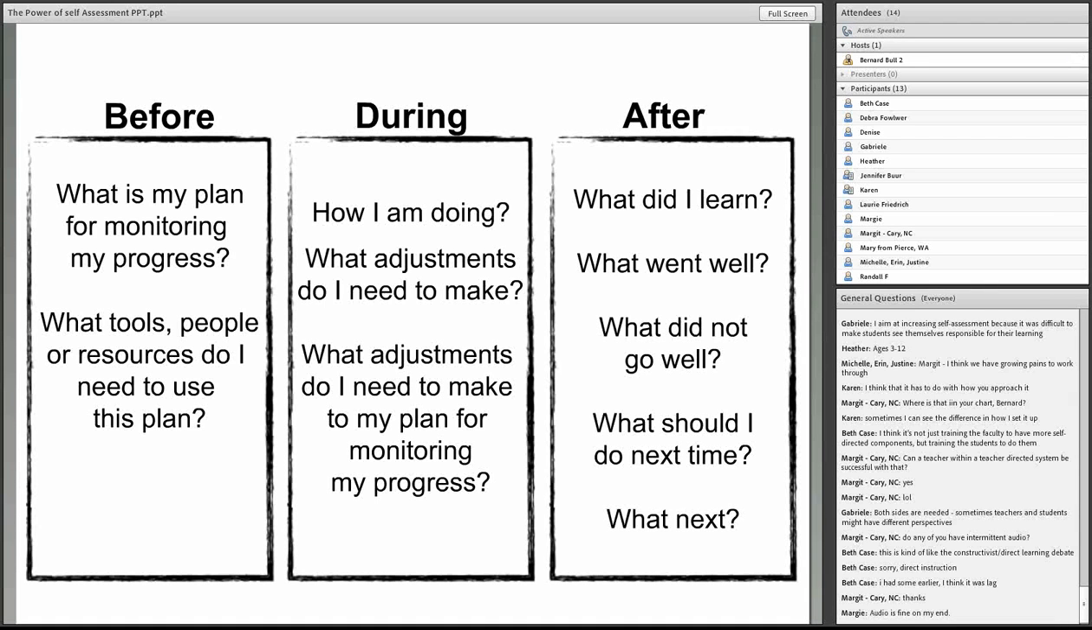So this threefold approach can be a pretty helpful way of beginning to think about self-assessment and getting students in the habit of engaging in self-assessment questions.